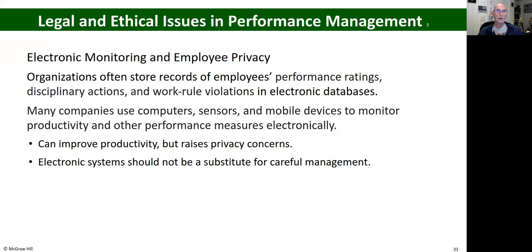There's also electronic monitoring of what people are actually doing on their computers. In other words, are they staying focused as far as the job is concerned, or are they playing Angry Birds? So there could be some issues with electronic monitoring that come into play. These are some of the key points from the chapter. We'll talk more about it when we get back together.